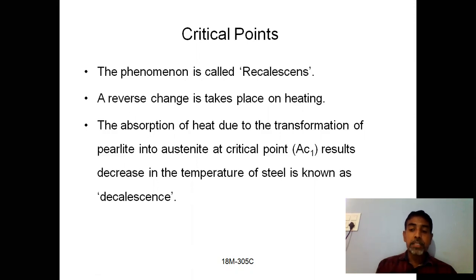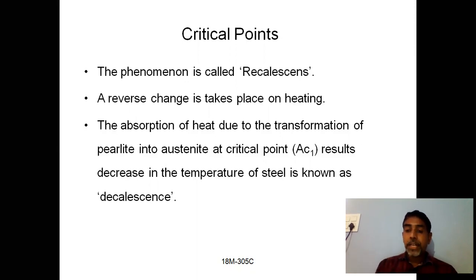What is meant by recoalescence? When this austenite is converting into pearlite at the critical temperature Ar1, what is happening? The temperature is increasing. Because of the temperature, your steel is glowing. That phenomenon is known as recoalescence.